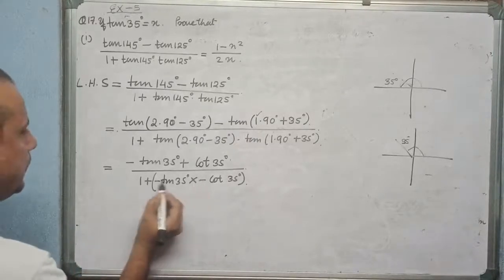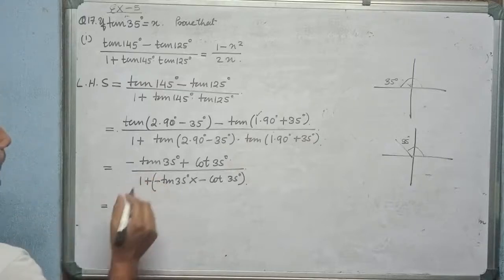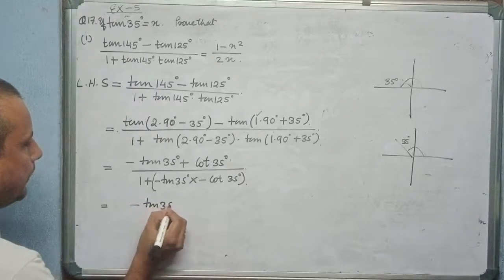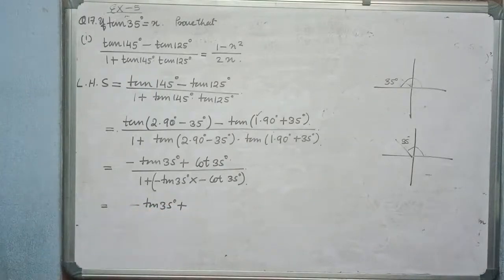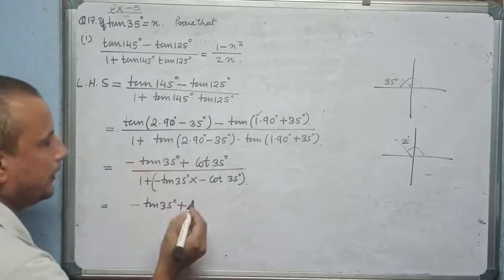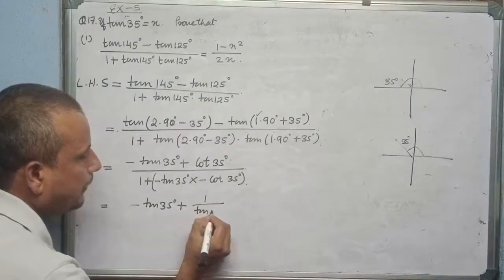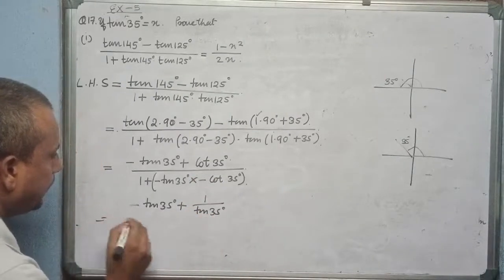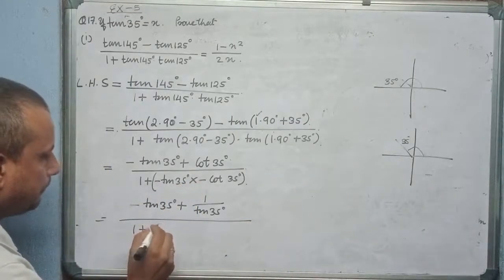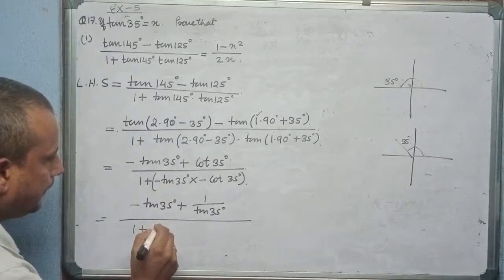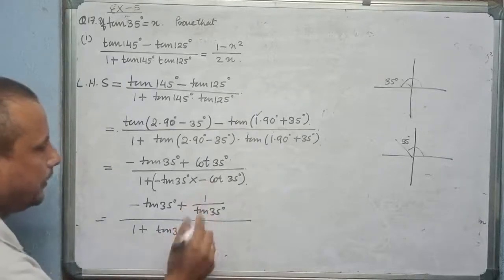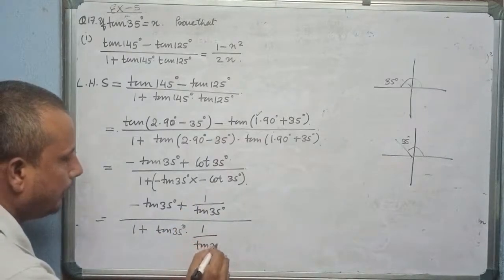Then this minus into minus gives plus. Then I'll write first the positive quantity, tan 35 degree plus cot 35. We don't have the value of cot 35, but it is given tan 35 equals x, so we can calculate the value of cot 35. Cot means we can write 1 over tan 35, the reciprocal of tan. Then 1 plus, minus into minus is plus, tan 35 into cot 35 means we can write 1 over tan 35.